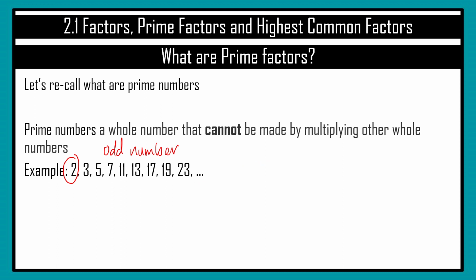If you remember, after 7 the next odd number should be 9, but 9 can be divided by 3. If it can be divided by another number, for example 3, then 9 is not considered a prime number. A prime number can only be divided by its own number and 1. That is why 1 is not a prime number.